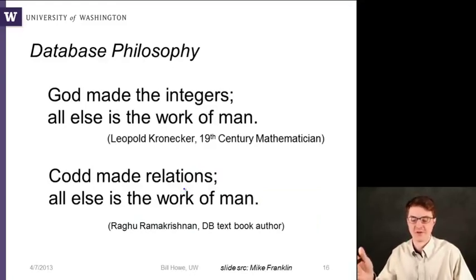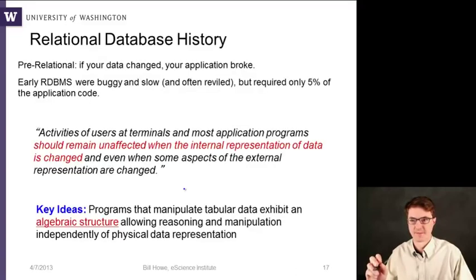being cute about this, the quote from the 19th century is that God made the integers and all else is the work of man. Well, Codd made the relations, which is a reference to Edgar Codd, who wrote the first relational database paper and went on to win the Turing Award for his work, which is sort of the Nobel Prize in computer science. Codd made relations and all else is the work of man. So everything is a table is the number one thing to remember about the relational data model. Everything's a relation. All right.